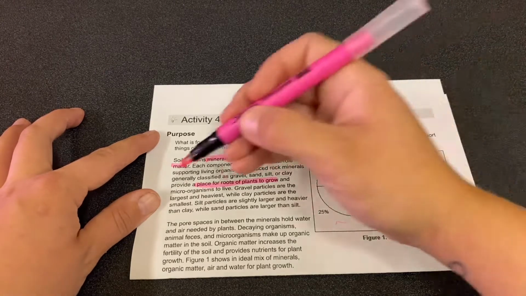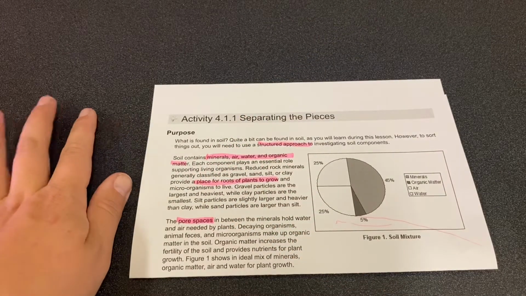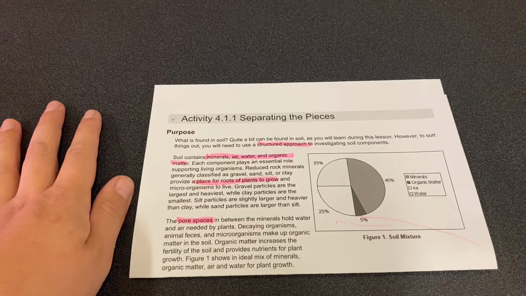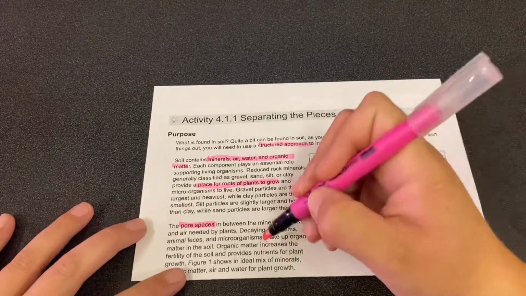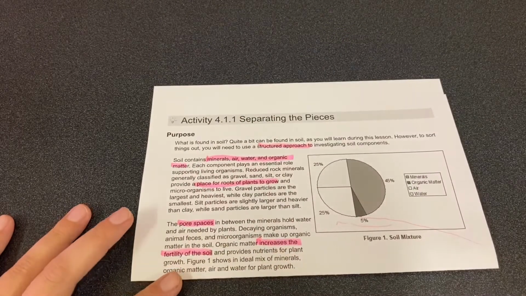The pore spaces, remember pores, in between the minerals hold water and air needed by plants. Decaying organisms, animal feces, and microorganisms make up organic matter in the soil. Organic matter increases the fertility of soil and provides nutrients for plant growth.